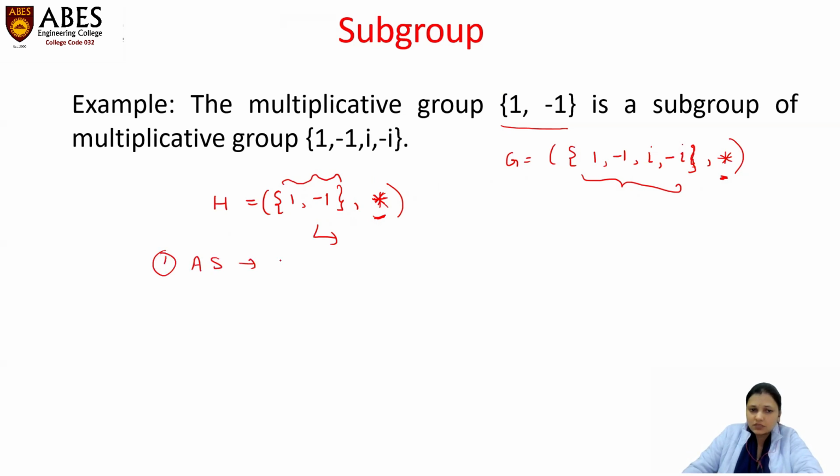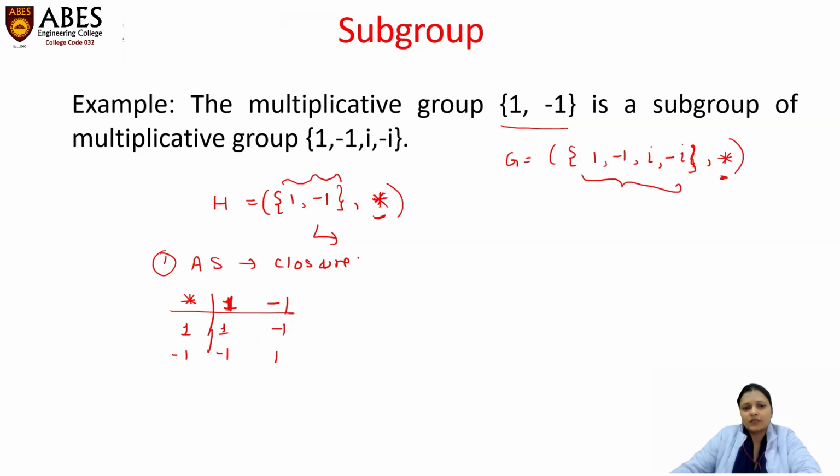For an algebraic structure, it should follow the closure property. To check the closure property of a finite group, we have to make the closure table. Here the operation is multiplication. So 1 into 1 is 1. 1 into -1 is -1. -1 into 1 is -1. -1 into -1 is 1. So we can say that the closure property is satisfied. We can check the associative property, as there are two operands only, so the associative property will automatically be satisfied.